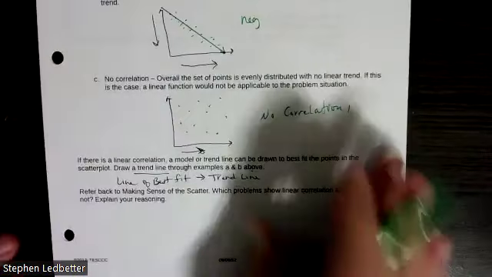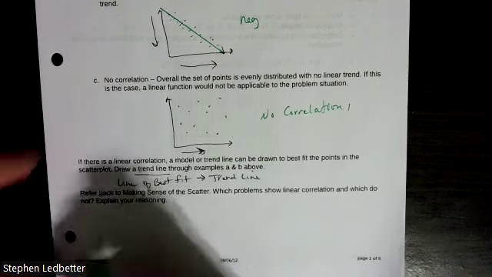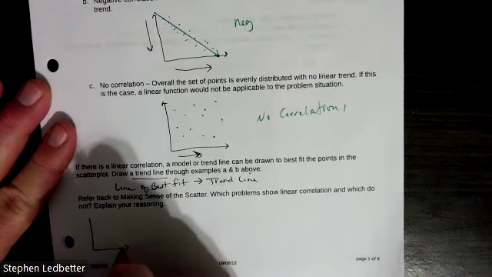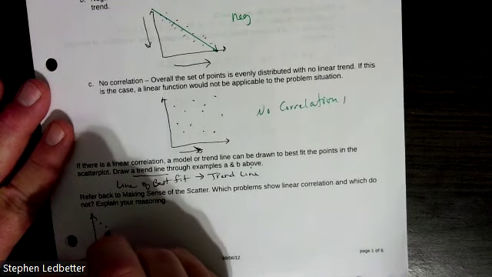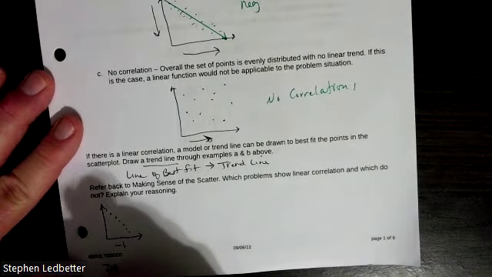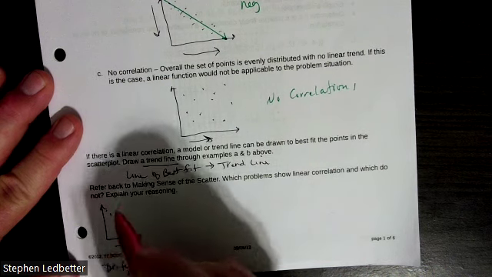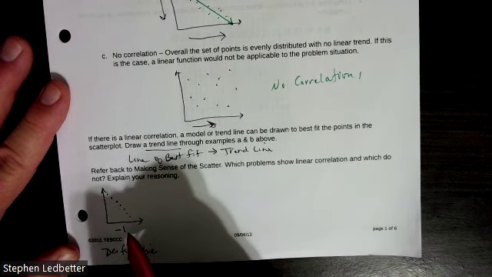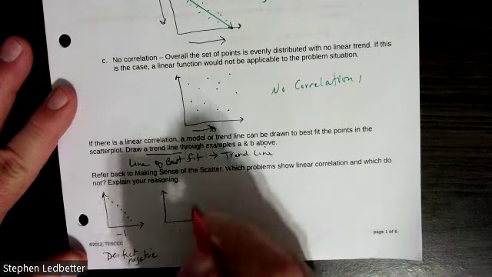Now I want to talk to you about the strength of the line. I'm going to draw some here. We could have a negative one, which, if you notice, looks like the dots are in a straight line because they are. This is a perfect negative correlation. Why is it negative? Because the dots are going down, and it's perfect because they are in a straight line. That's why it's -1.